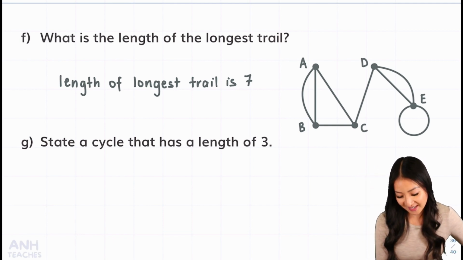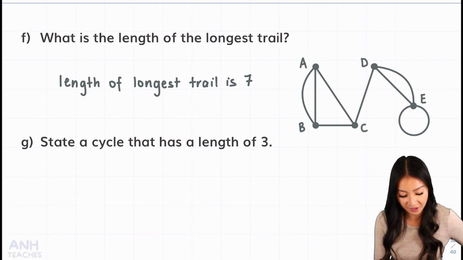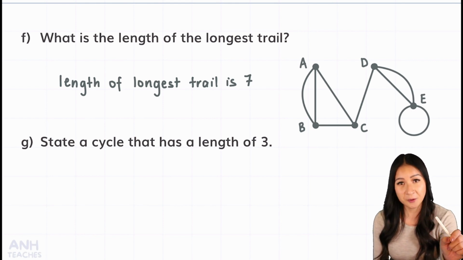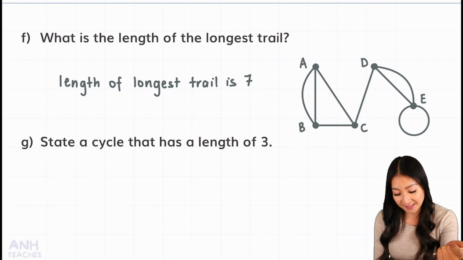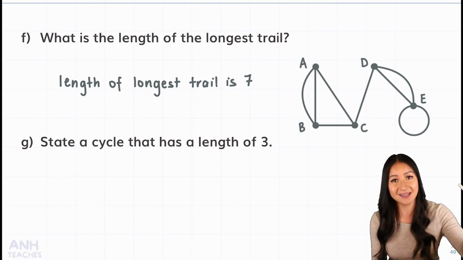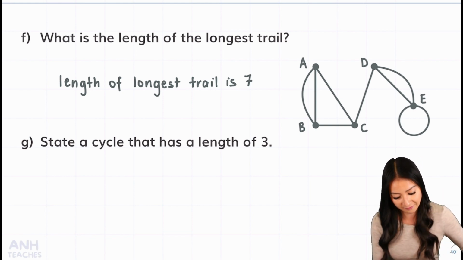And part G here is asking me to state a cycle that has a length of 3. So a cycle is a closed path, meaning that we can't repeat any edges, we can't repeat any vertices, and it needs to begin and end at the same vertex.